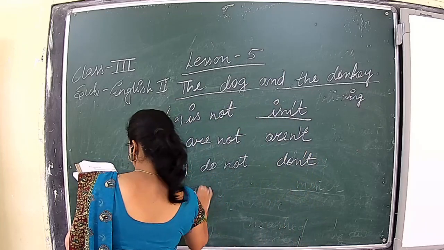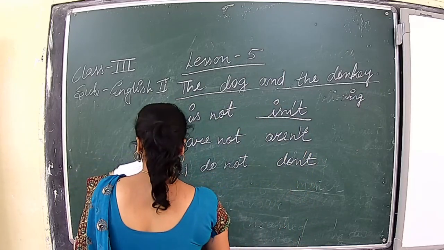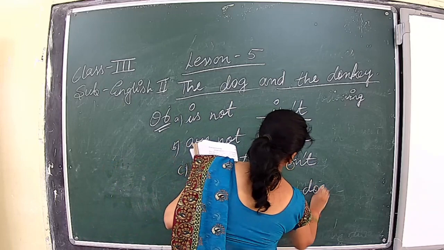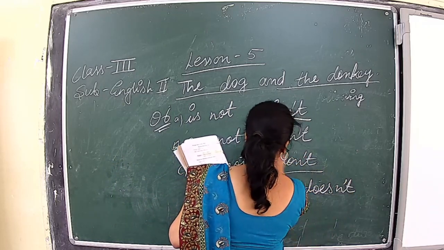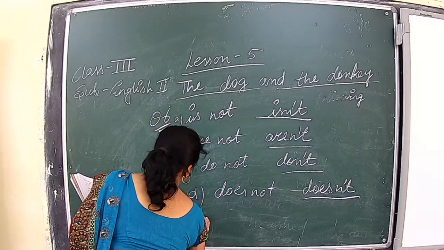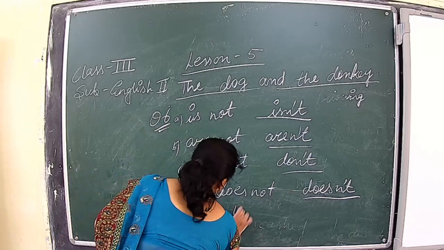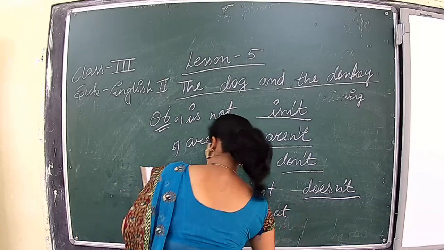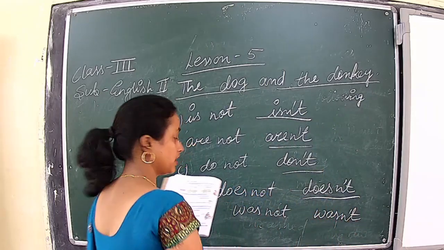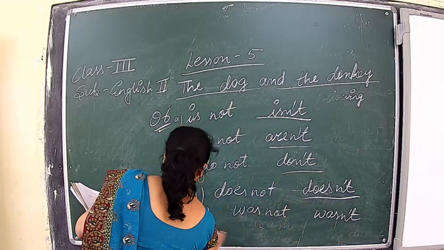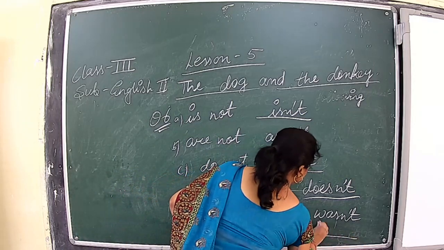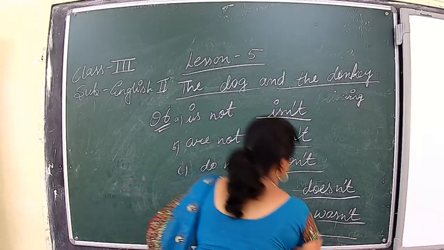Okay. Then next one is "does not." Then doesn't. Like this you have to write. Then "was not." It will become wasn't. Then the other one is "has not." Then it will become hasn't.